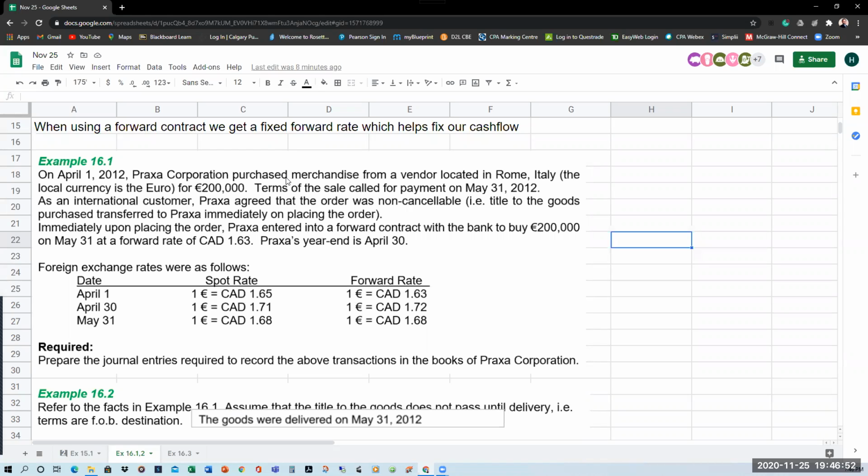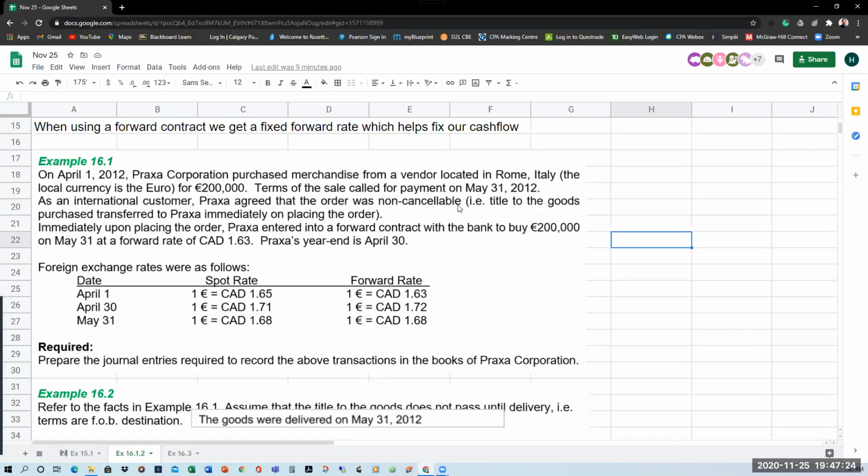Immediately after placing the order, Praxa entered into a forward contract with the bank to buy 200,000 euros on May 31st at a forward rate of 1.63. Praxa's year end is April 30th. You're given some rates, and you're asked to record the journal entries for the above transactions in the books of Praxa.